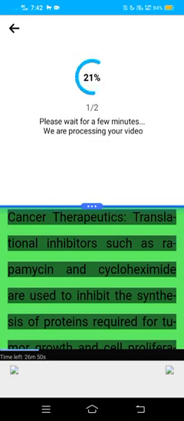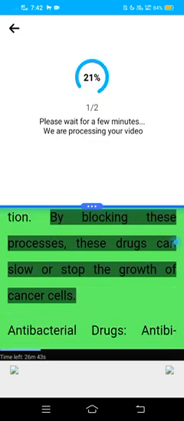Cancer therapeutics. Translational inhibitors such as rapamycin and cycloheximide are used to inhibit the synthesis of proteins required for tumor growth and cell proliferation. By blocking these processes, these drugs can slow or stop the growth of cancer cells.